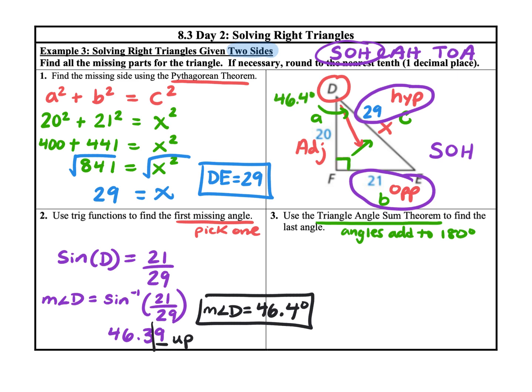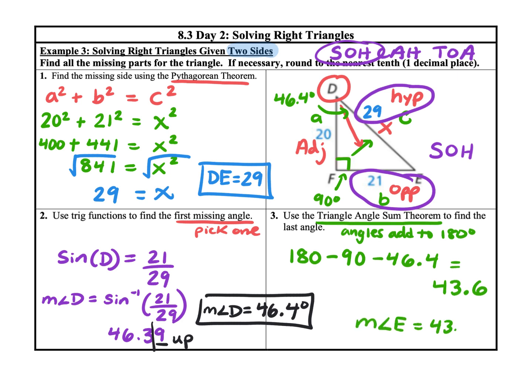And then this angle right here, of course, is 90 degrees. So we have 2 out of the 3 angles, and we can just subtract that from 180. So 180 is the total, so I'm going to do 180 minus 90 minus 46.4. And when we do that, we end up with 43.6. So that makes the measure of angle E 43.6 degrees.